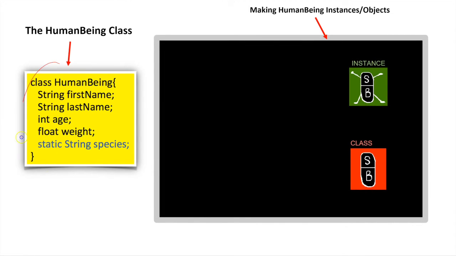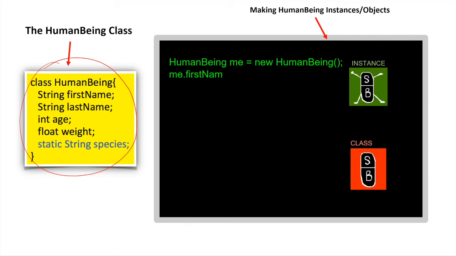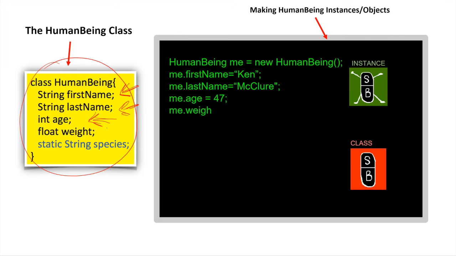This is the class, this is the whole definition which I'm going to use. First of all, I'm going to make a new instance of the human being class using the new keyword in Java. Then, using that variable which stores a reference to that new object, i.e. me, I'm going to change its first name to Ken. Then I'm going to change its last name to McClure. Then its age to 47. And finally, its weight to 72.5 float.